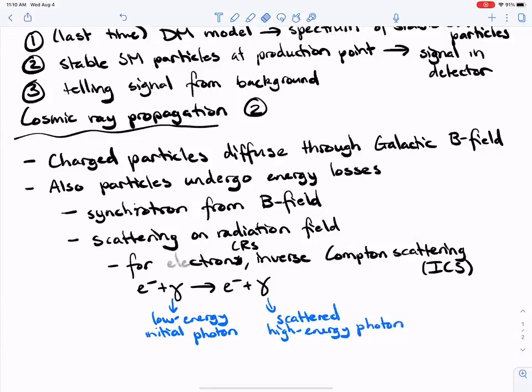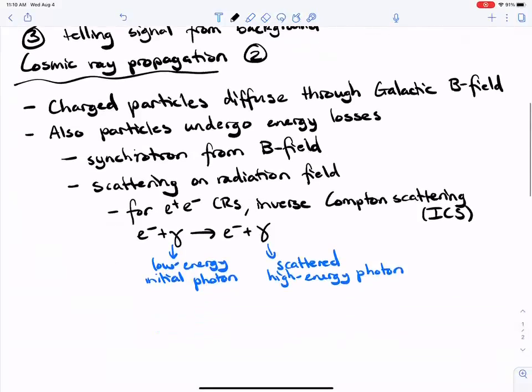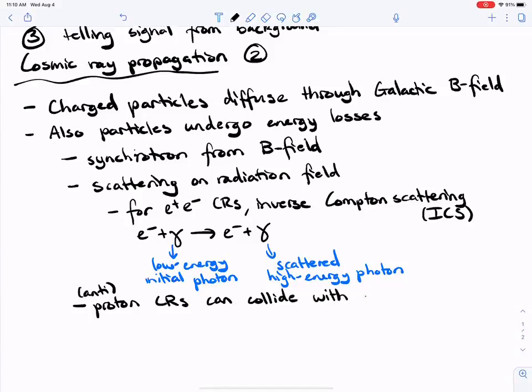And let me actually change that from electron cosmic rays to electron-positron cosmic rays. And the other kind of loss that can happen, although the time scale for this is typically longer, is that protons can collide. So proton CRs and antiproton CRs can collide just with protons in the gas and produce a shower of subsequent particles. So this is just a proton-proton collision or an antiproton-proton collision, and that's a messy hadronic process and can produce a lot of secondary particles.